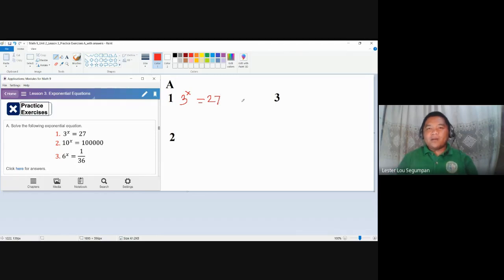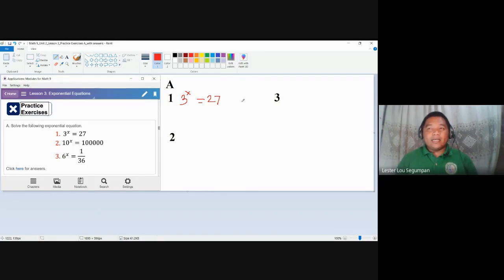Actually, just by looking at the problem, you can predict what value of x would make the left-hand side equal to the right-hand side value 27. If we use 1 for x, 3 to the power of 1 is not 27. If we use 2, 3 squared is not yet 27. But if we use 3, 3 cubed, the answer is 27. So you could use the trial and error or guess and test strategy, wherein you simply pick test values for x, as long as it results in the right-hand side of the equation, and that means that is the value for x.